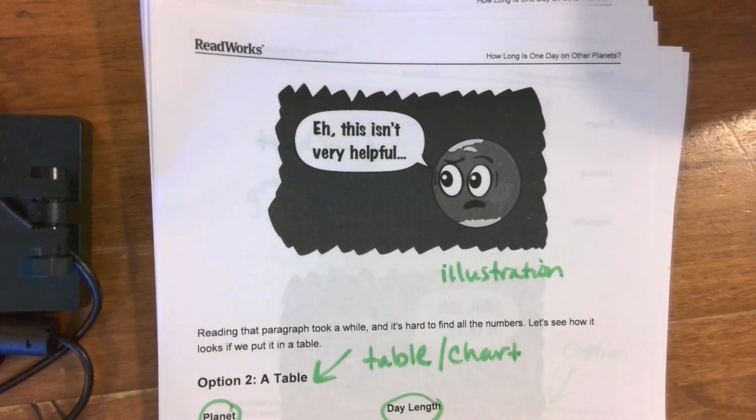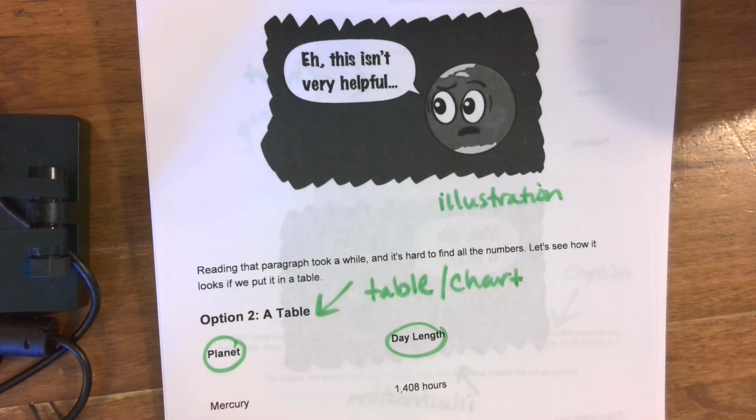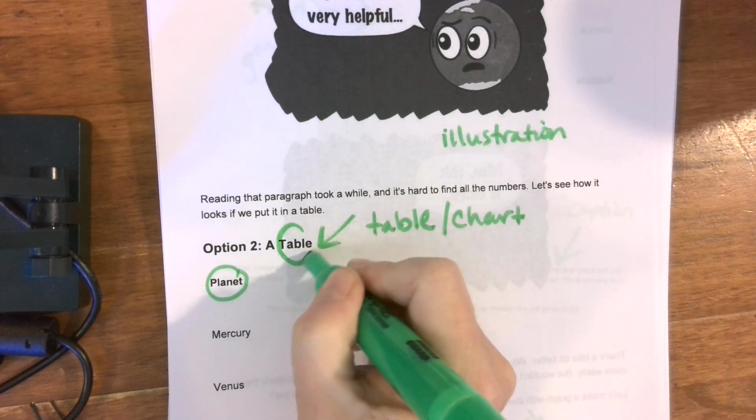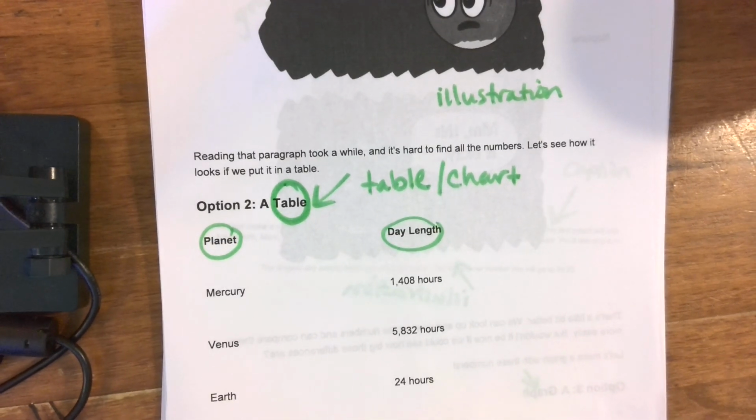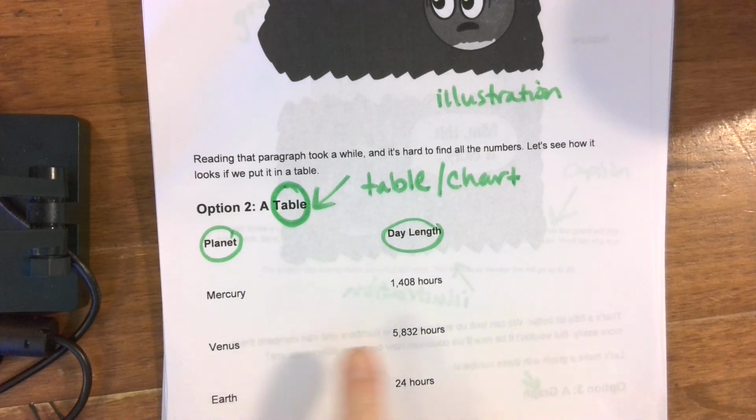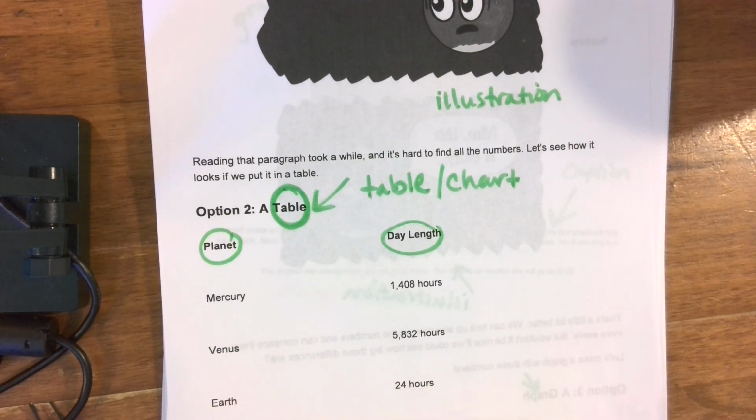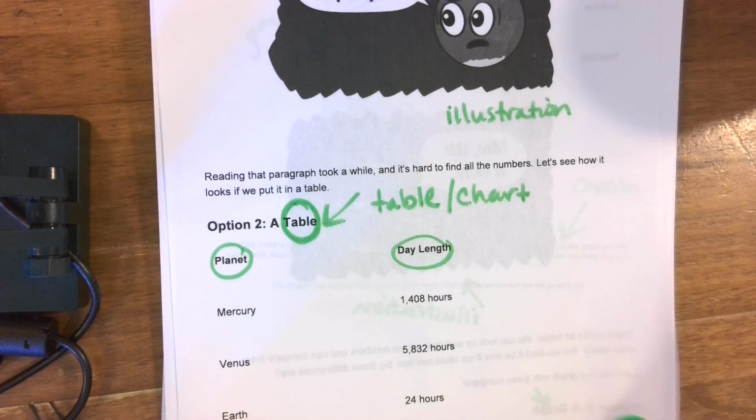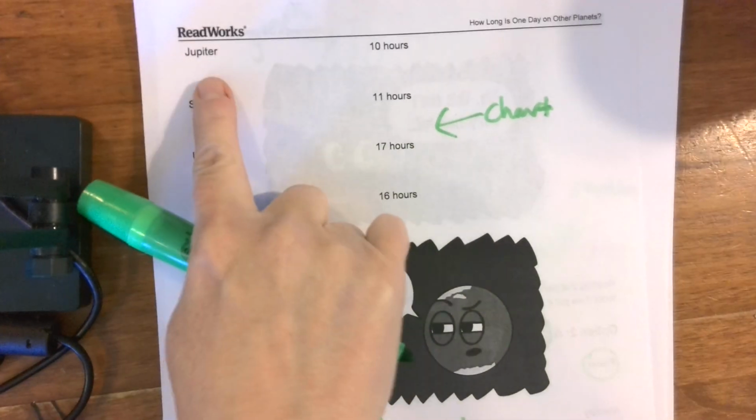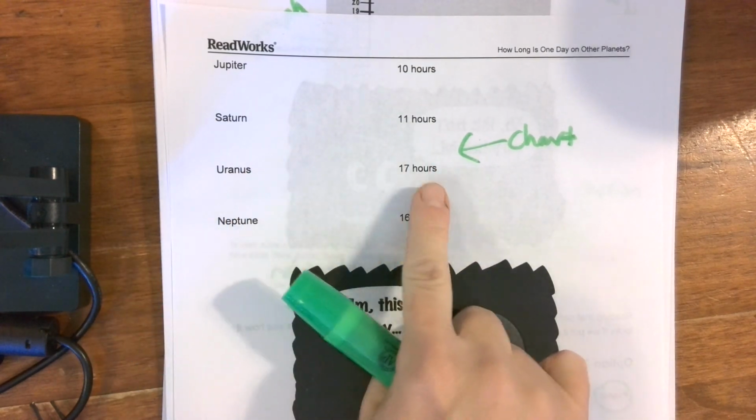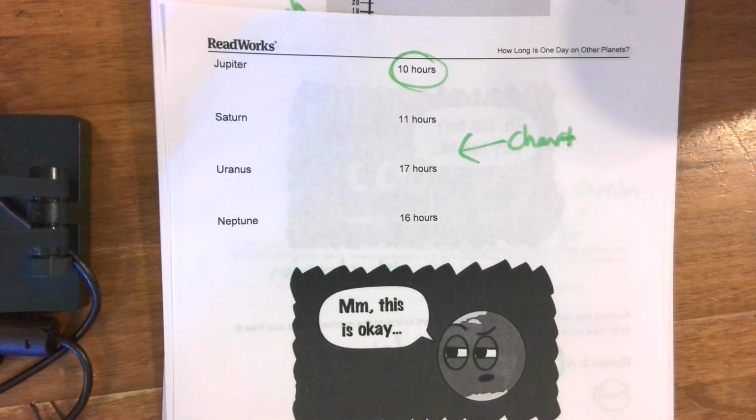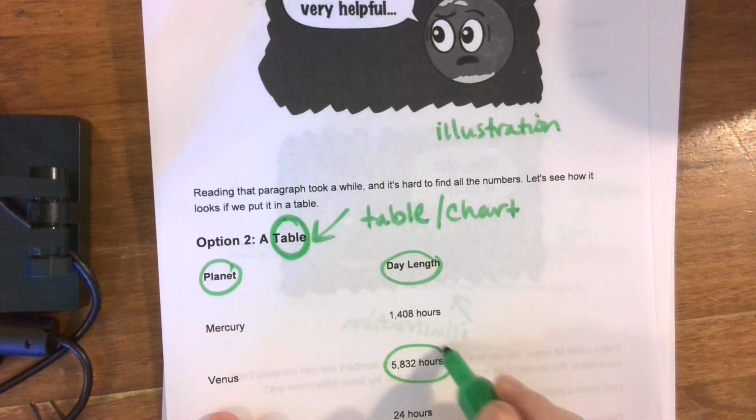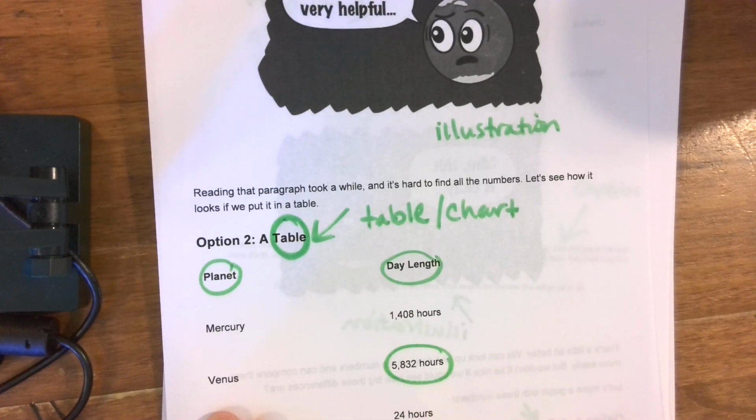Was that very helpful? That was pretty confusing to me. So another way that the author can structure their story is by giving us the information in a table. So the first way was a paragraph, and the next way is a table. Mercury takes this long, Venus takes this long, Earth takes this long, Mars takes this long. Ooh, I think I'll use this for our chart. Jupiter, Saturn, Uranus, and Neptune. Notice how fast a day is on Jupiter. Notice how slow a day is on Venus.